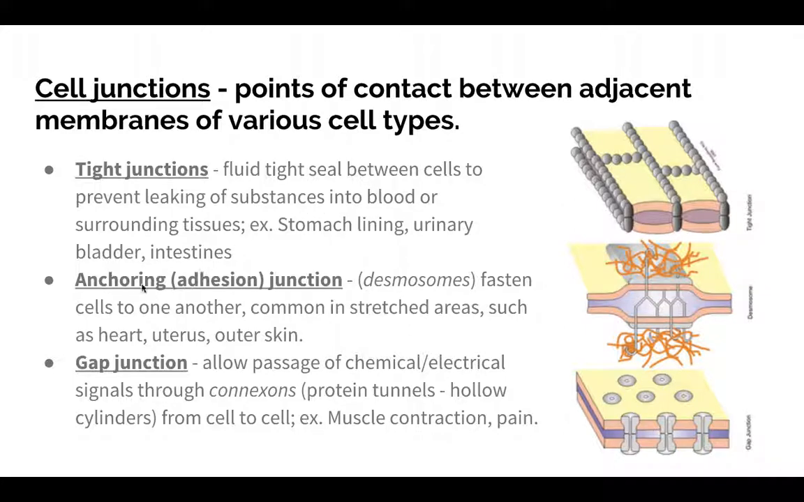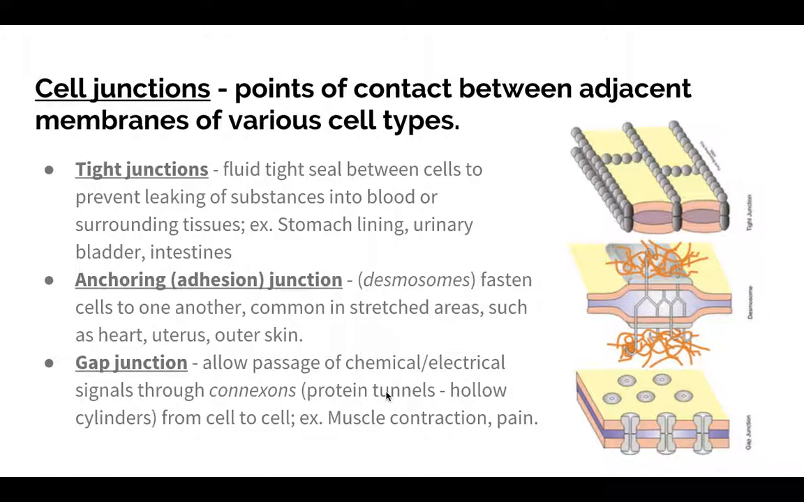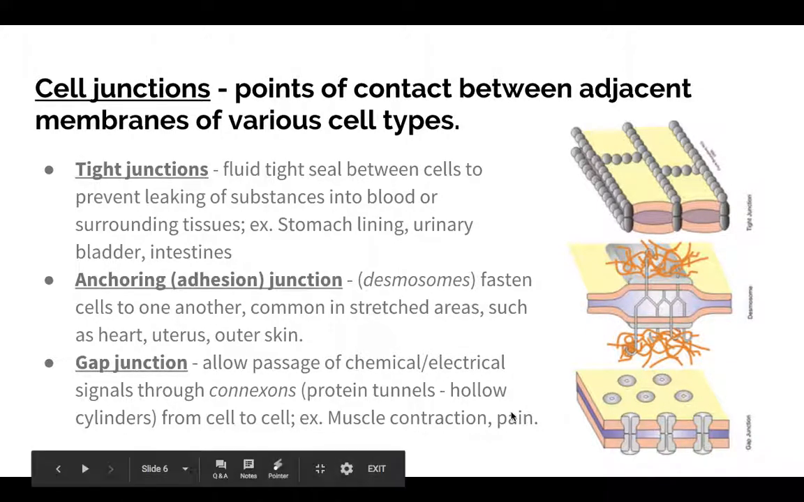All right. An anchoring or adhesion junction, also known as a desmosome, fastens cells to one another. It's common in stretched areas such as the heart, a woman's uterus, and also your outer skin. These are anchoring junctions. And a gap junction allows the passage of chemical and electrical signals through connexons, which are these protein tunnels, or kind of like hollow cylinders that allow substances to flow between the cells from cell to cell.